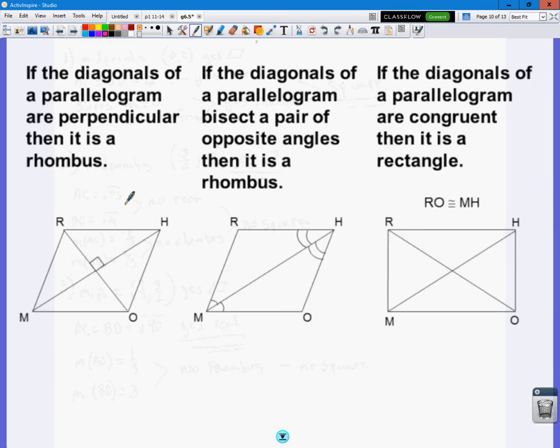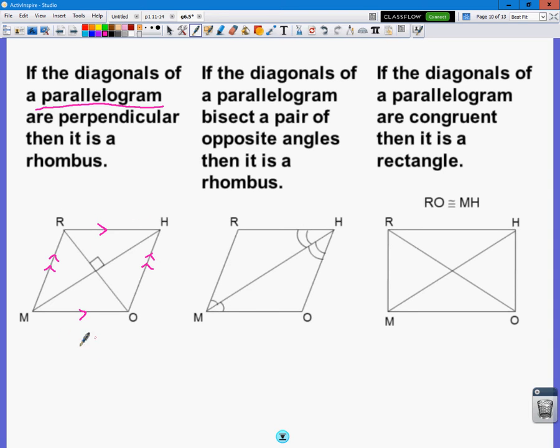Okay. Today we're going to talk about properties of parallelograms, rectangles, rhombuses, and squares. Notice that today it doesn't say we're starting out with a quadrilateral. It says, if I start out with a what? So they're telling me that RH is parallel to MO. They're telling me that RM is parallel to HO. That part is given to me.